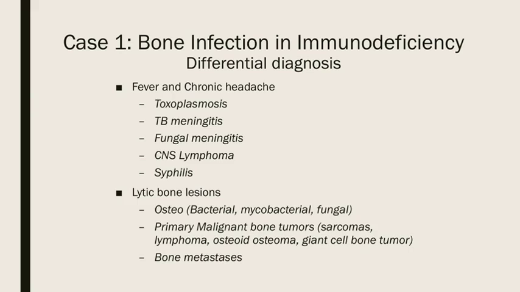Now, as far as lytic bone lesions, what are the general categories of lytic bone lesions causing clinical manifestations of this type? Again, I listed bacterial, mycobacteria. We see a lot of patients with chronic osteo, fungal, perhaps. Then primary malignant bone tumors, such as sarcomas, lymphoma. How about an osteoid osteoma?